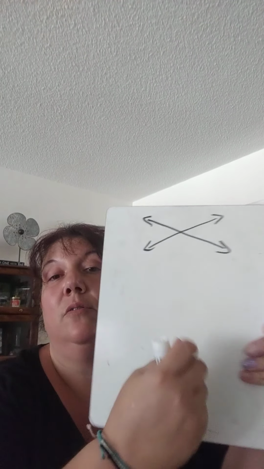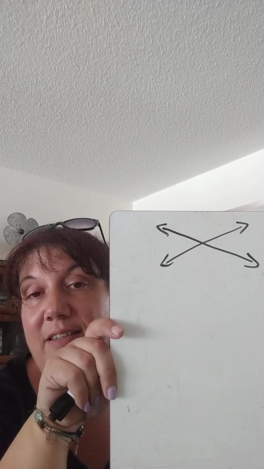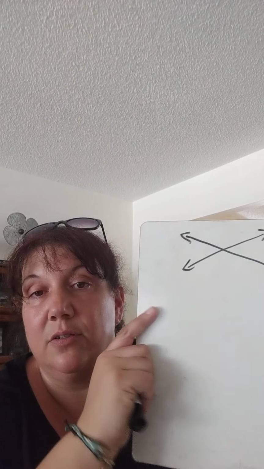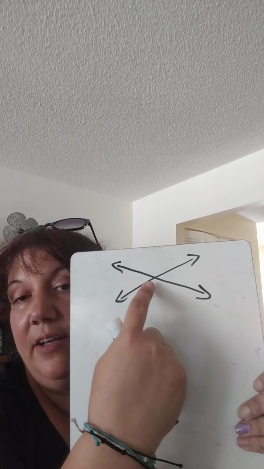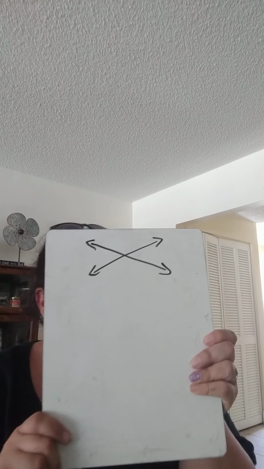Now, in the other lessons, I explained to you what a ray was. Well, when two rays intersect, those are intersecting lines. It also creates angles. Right here we have 4 angles. One there, there, there, and there. Those are intersecting lines. Perpendicular lines are intersecting lines that cross or meet to form right angles.